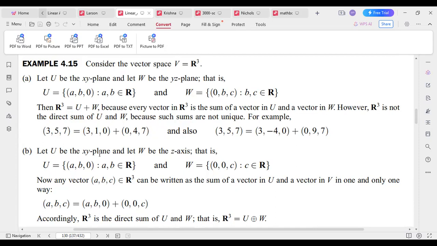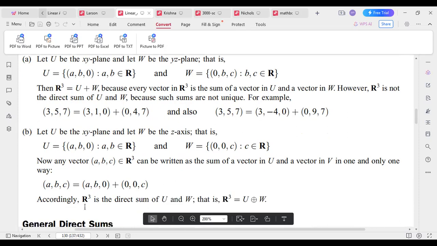Let U be the XY plane like this and W be the Z axis, where c belongs to real numbers. Now, any vector (a, b, c) in R3 can be written as the sum of a vector in U and a vector in W in one and only one way: (a, b, c) equals (a, b, 0) plus (0, 0, c). Actually, this is unique. Accordingly, R3 is the direct sum of U and W. So R3 equals U direct sum W.